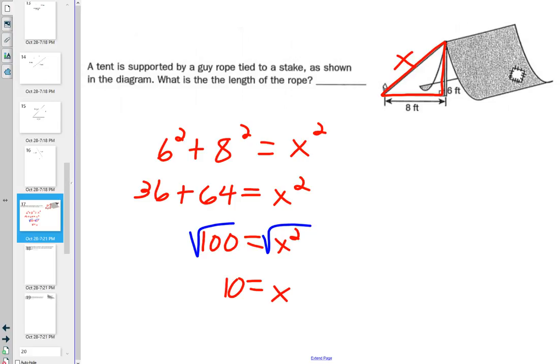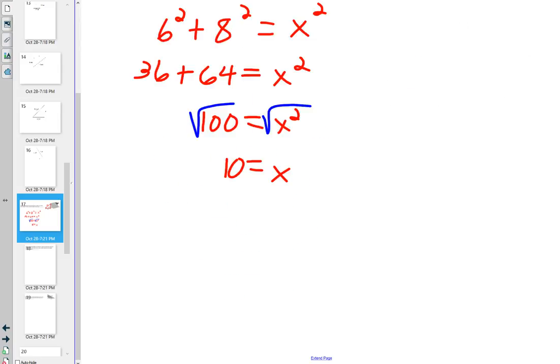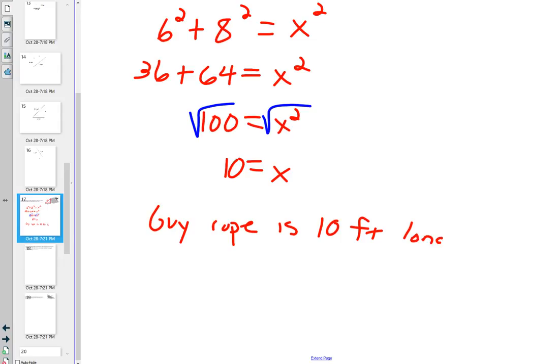From what I've seen with my algebra classes, because they've had more word problems than you guys, these tests tend to have points given for contextualizing responses, meaning not just leaving it as x equals 10 when there's a word problem involved. What does that mean? So at the end, you would say something like, the guy rope is 10 feet long. They were measuring in feet.